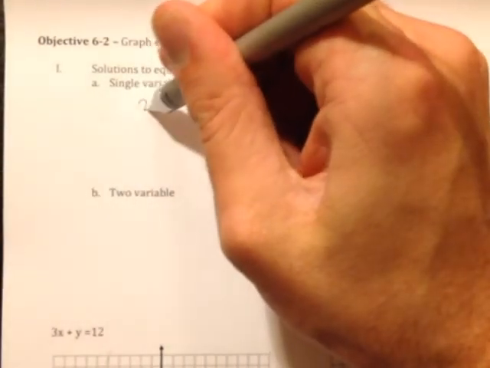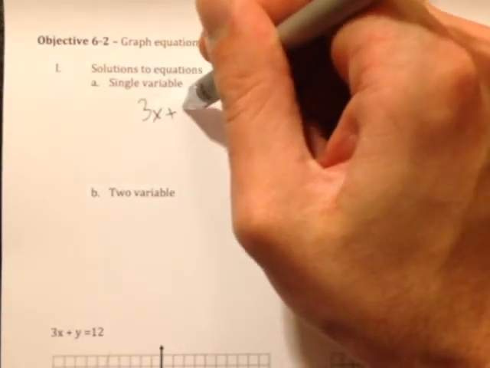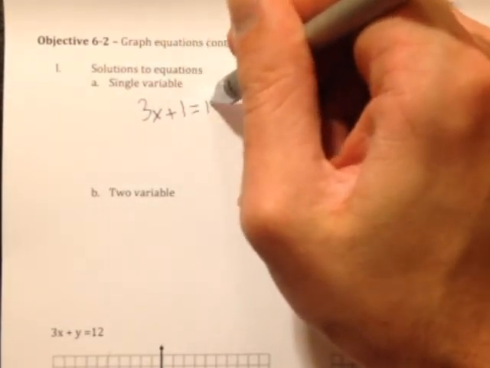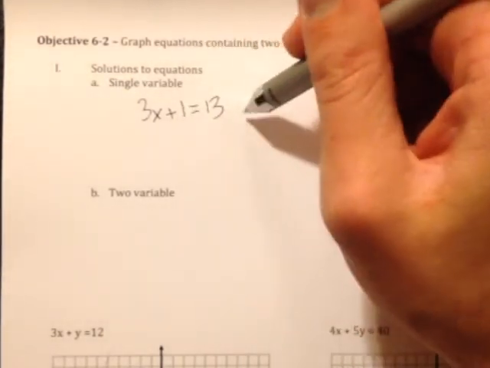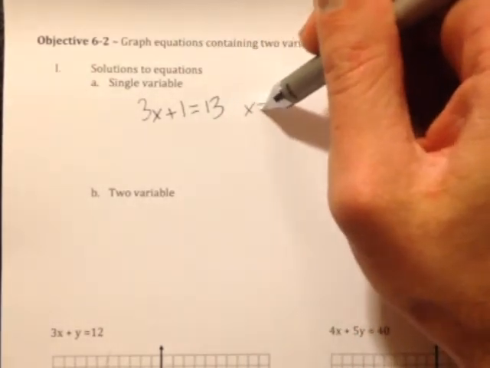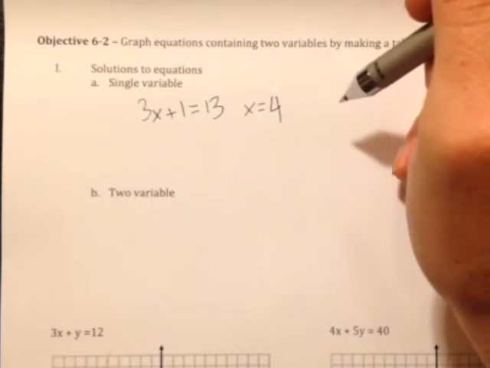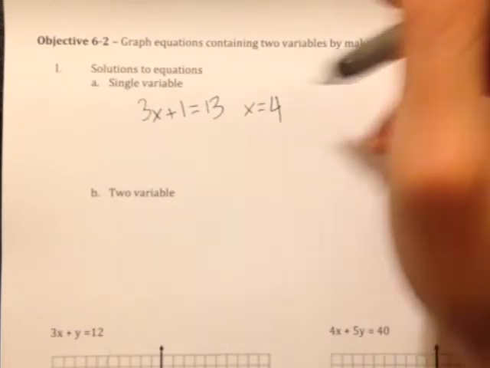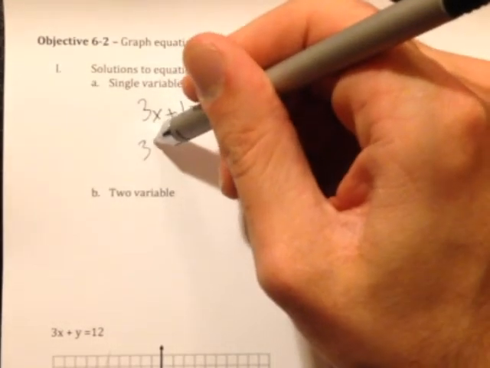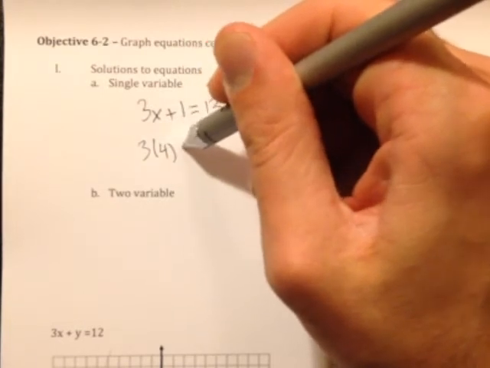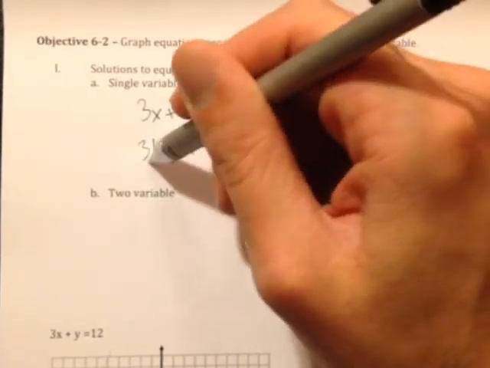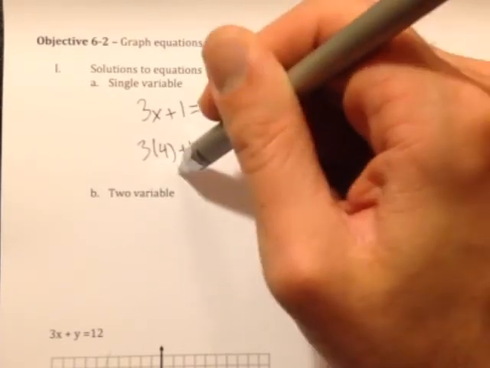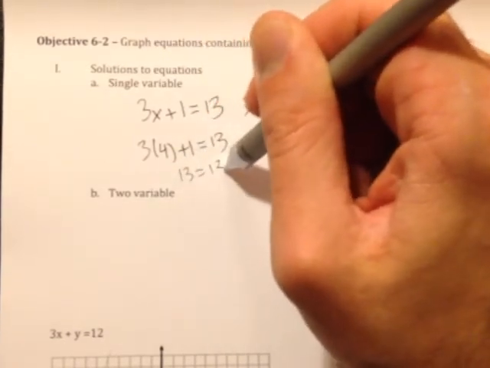So suppose we had the equation 3x plus 1 equals 13. If we did our basic solving, we could figure out that x is equal to 4. Woohoo. But how do we know that x is equal to 4? Well, we know it's equal to 4 because if we change the x to a 4, we see that it makes the equation true. Because this is 12, 12 plus 1 is 13, and we get 13 equals 13.